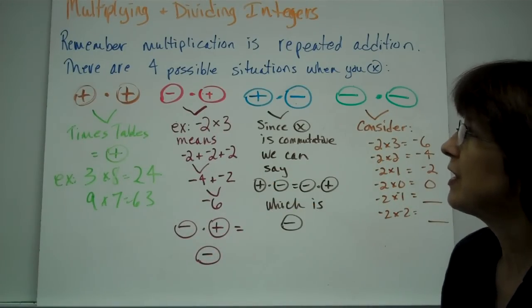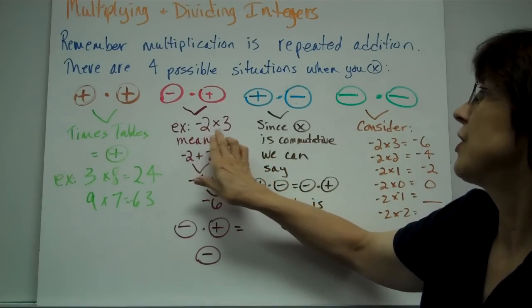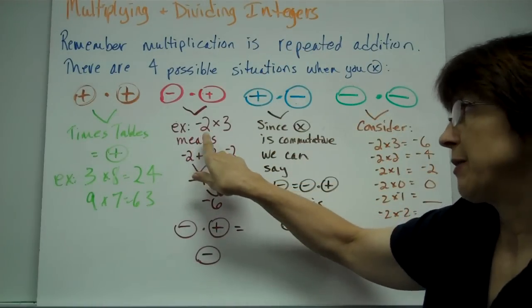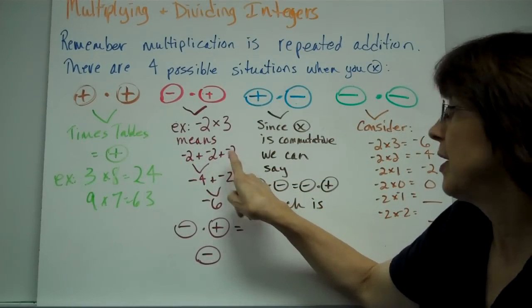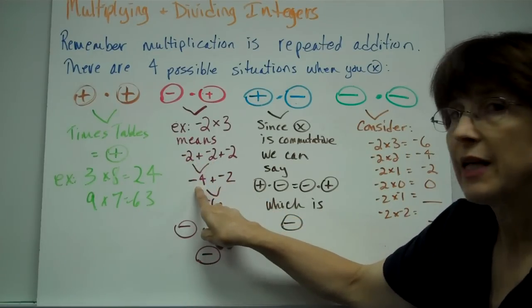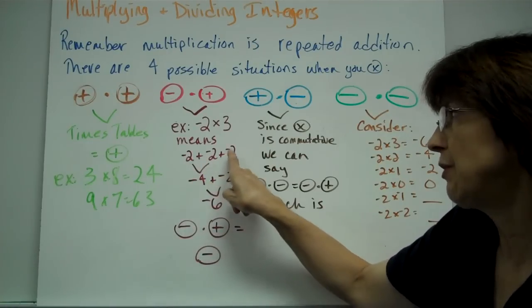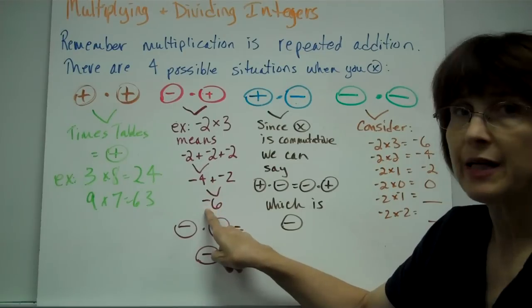All right, the next situation, a negative times a positive. Let's take an example. Negative 2 times 3. Well, remember, multiplication is repeated addition, that means negative 2 times 3 is negative 2 plus negative 2 plus negative 2. Let's do order of operations. Negative 2 plus negative 2 is negative 4, because like signs add and keep the sign. We write down the other plus a negative 2. We add those together and we get a negative 6.